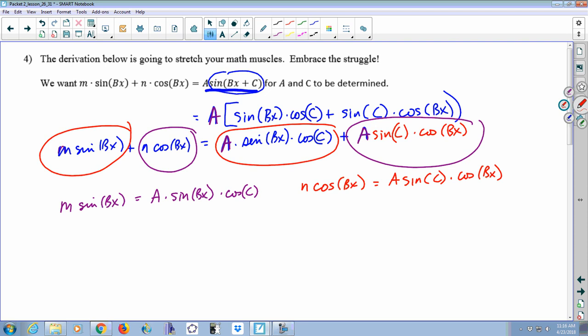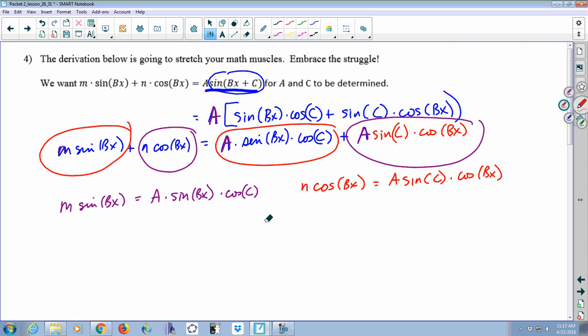Why are we doing this? Because what do we need to do? We need to figure out how to determine the value for capital A and the value for capital C. So here are two equations that have A in them, so we can solve for A. What would we do to solve for A here? What would we divide both sides by? What's the coefficient of A here? Remember I said it can be a factor or any group of factors. What's multiplying A? Yeah, times cosine C, right?